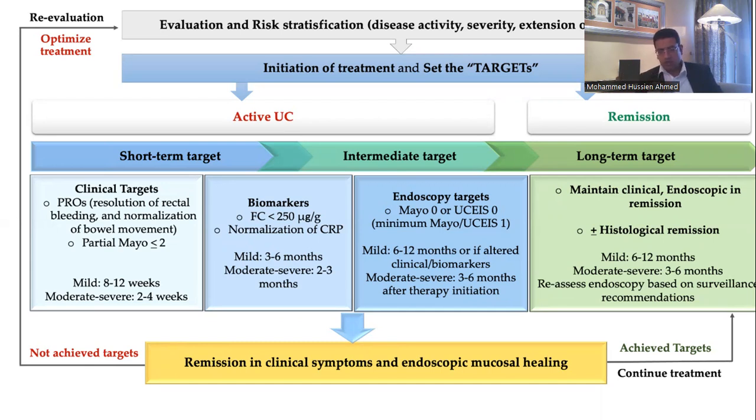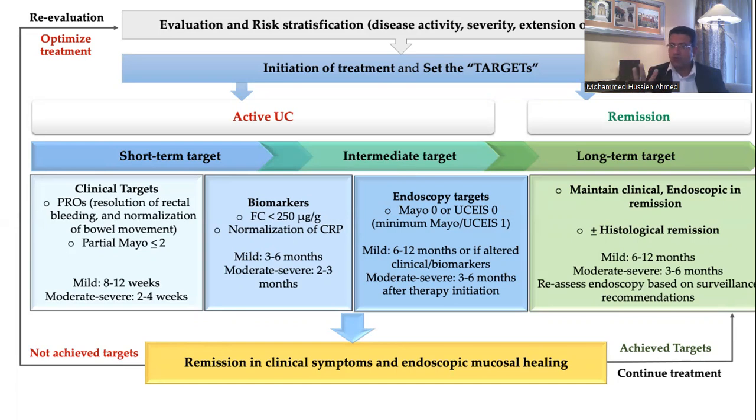After confirmation of all of these and the patient entering remission, we have long-term targets: maintenance of all achieved clinical, biomarker and endoscopic targets. Then we target improving the histology, bringing the patient into histological improvement. Follow-up in mild cases is every 6 to 12 months endoscopically, taking a biopsy to confirm histological remission, and if the patient has moderate to severe disease, every 3 to 6 months.